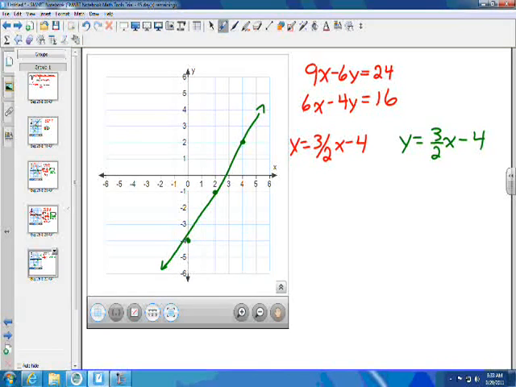And the answer for these, when they are the same line, is all real numbers or infinite solutions. Okay? So if you end up with the exact same line, it is infinite solutions. And you do still need to sketch that line.